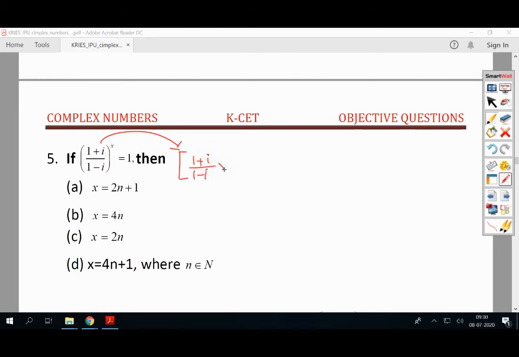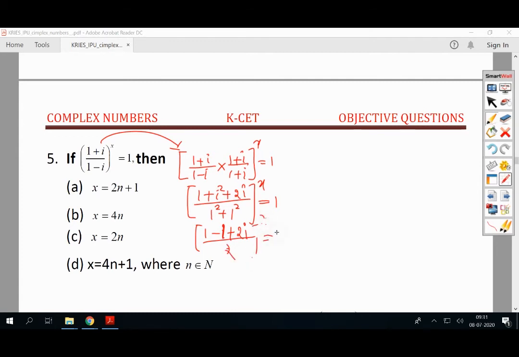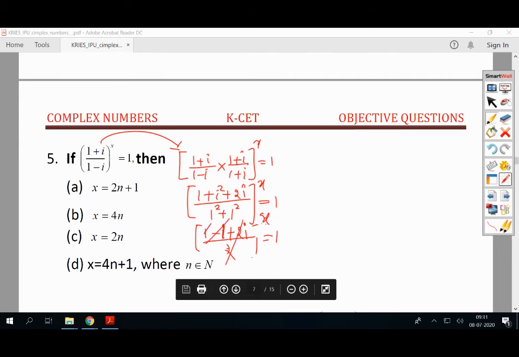So the numerator (1 + i) whole square is 1² + i² + 2i. The denominator is a complex number multiplied by its conjugate, 1² + 1², whole to the power x is equal to 1. Now it gives you 1 − 1 + 2i, divided by 2, whole to the power x is equal to 1. Clear? So −1 plus 1 gets cancelled. The simplified expression on the left hand side is nothing but i to the power x is equal to 1.